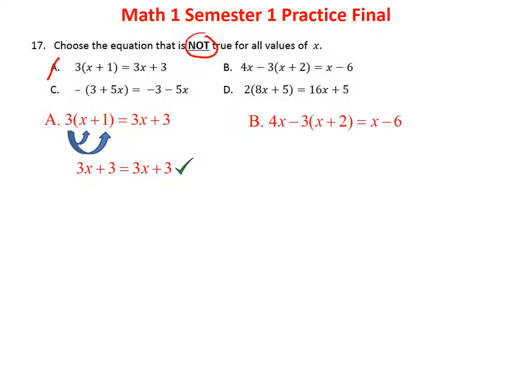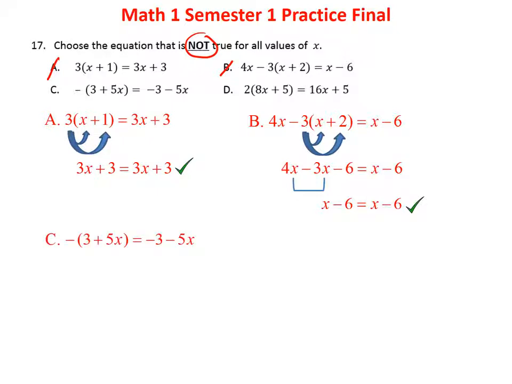Let's look at B. Again, we're going to distribute here. So 3x minus 3, don't forget the negative. So 3x minus 3x, and then don't forget the negative again. Negative 3 times 2, negative 6. Now we combine these terms: x minus 6 equals x minus 6. And once again, notice identical equations. That's true, so this is not the one that's not true.